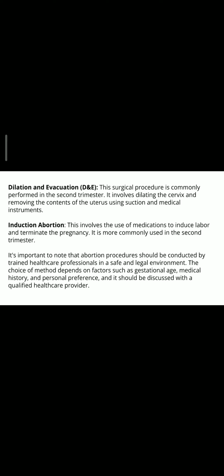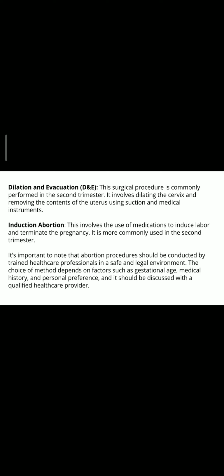Next is the method of dilation and evacuation. This method is usually used in the second trimester of the pregnancy or gestational period. It involves dilating the cervix and removing the contents of the uterus using suction and medical instruments. Okay, this is the method of dilation and evacuation.